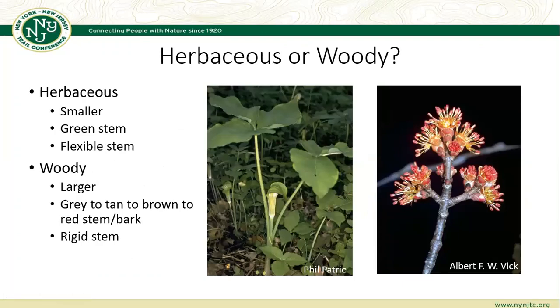All right, so let's hop into how to identify a plant. My first question when I'm looking at a plant is, is it herbaceous or is it woody? And herbaceous plants will tend to be smaller. They'll have a green and flexible stem. Woody plants, on the other hand, are larger and they'll have gray or tan, brown, sometimes even red bark. And they have a rigid stem. And that rigid stem is what allows it to get so tall. It has the structural capabilities to do so.